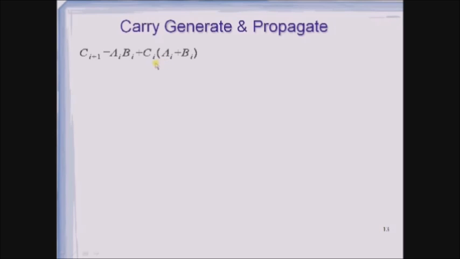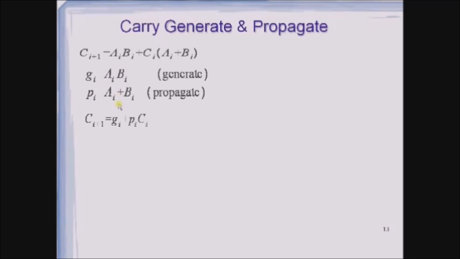Now I'll represent this AND and OR in this way. Gi is nothing but generate carry, which is AiBi, and Pi is nothing but propagate carry, which is Ai plus Bi. Now replace this Gi and Pi in place of these terms. Now the carry out function looks like this: Ci+1 equals Gi plus PiCi.